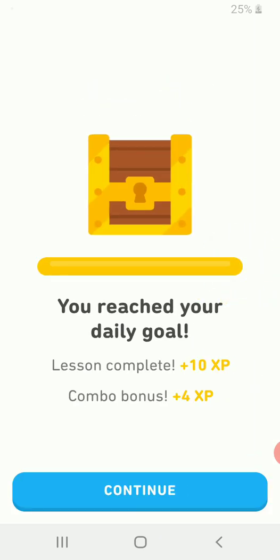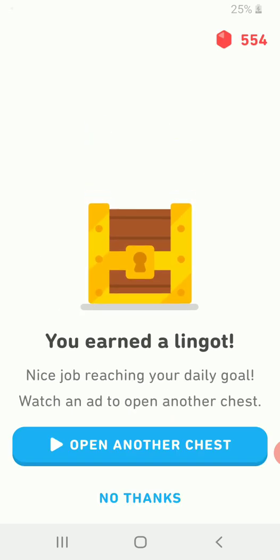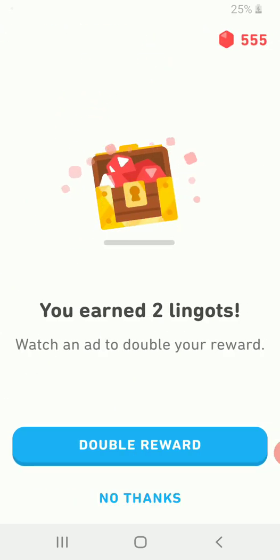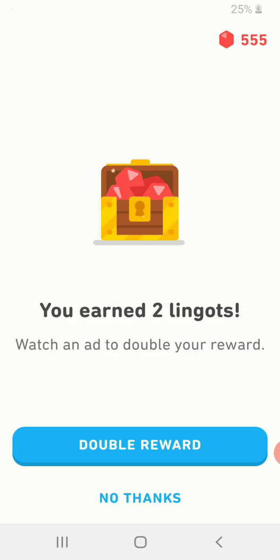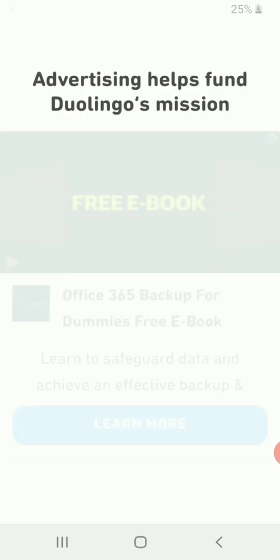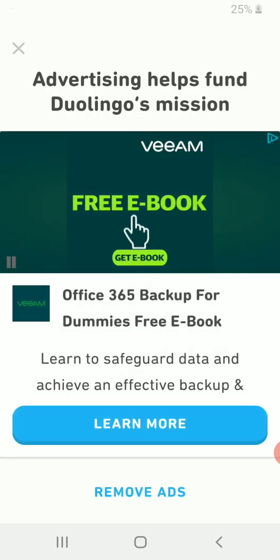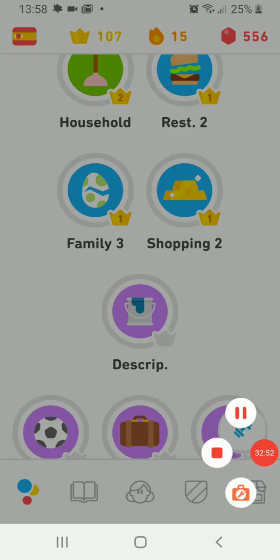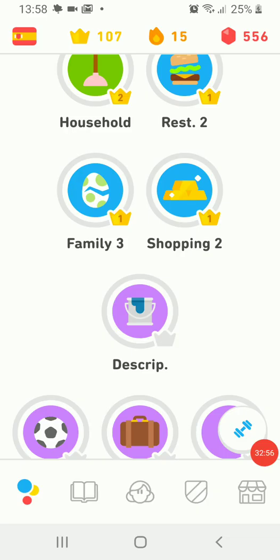Okay, guys, I lost 1 XP just because of that mistake. It's not really fair, but I've got a new crown for this. I lost 1 XP, but I've got a crown and 2 lingots, which is quite interesting. So, guys, we are done for today. That was about shopping, and it was the second part of this topic.